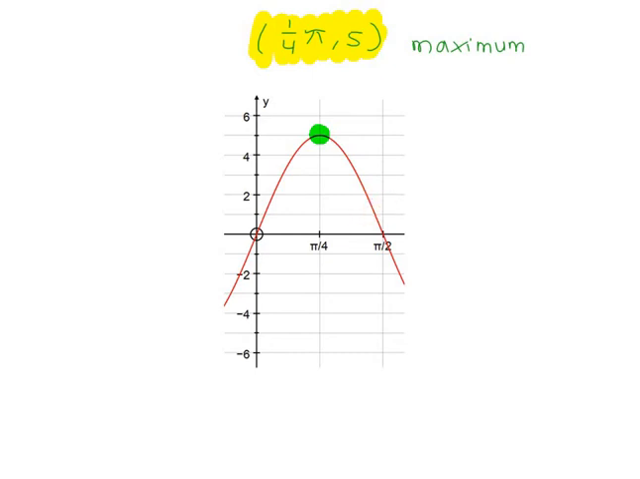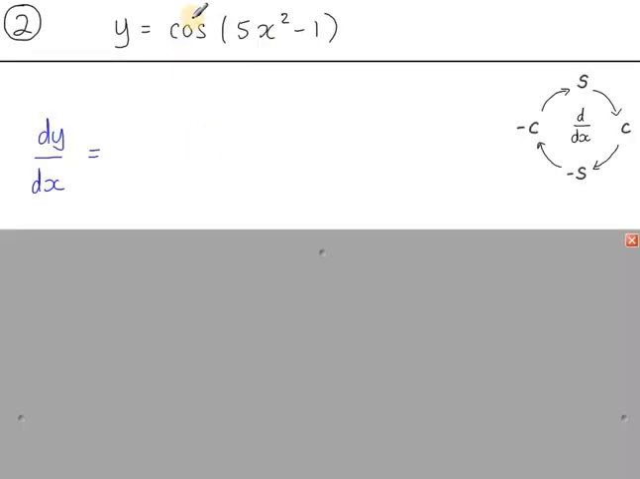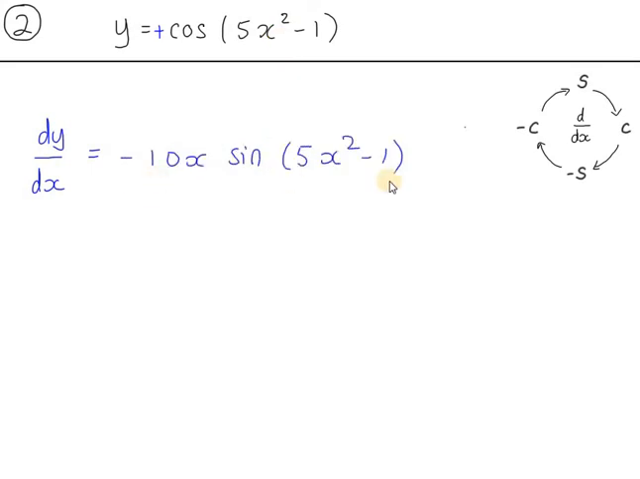and you didn't have to do a graph either. Example 2, we're differentiating cosine, and it's a positive function there, so we're going to get minus sine something, and it will be the same angle. And then we differentiate the angle, which will give us 10x. We need to multiply by that. So we have this.